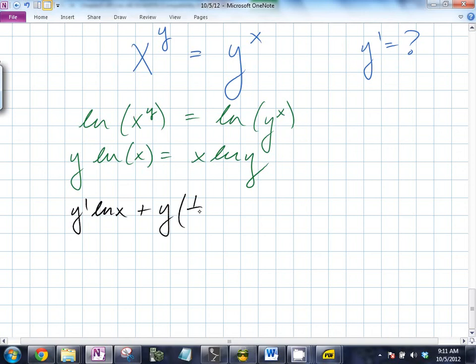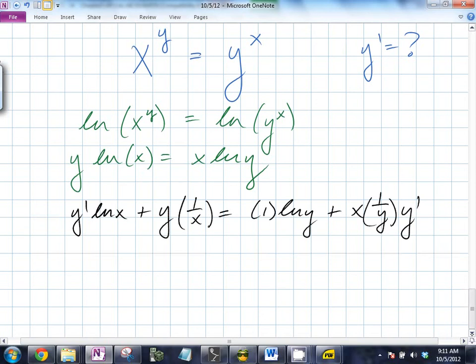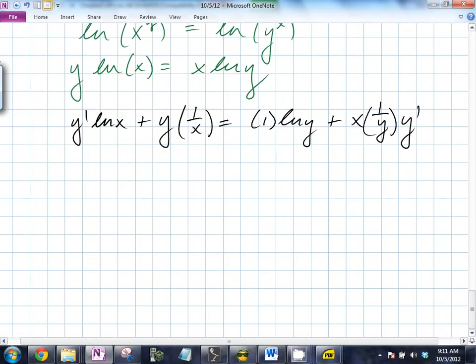Good? What are we trying to isolate now? Y prime, right? Do you agree with that? Okay, so how do we isolate y prime? We have y prime ln x minus x over y. Y prime is equal to ln y minus y over x. What can I factor out of both sides? So you end up with y prime is equal to ln y minus y over x all over what?